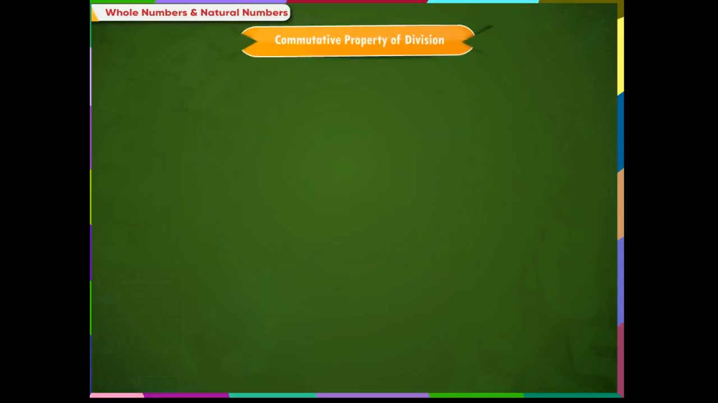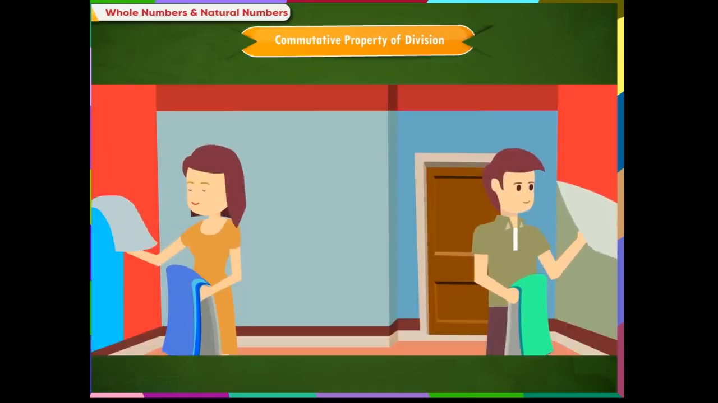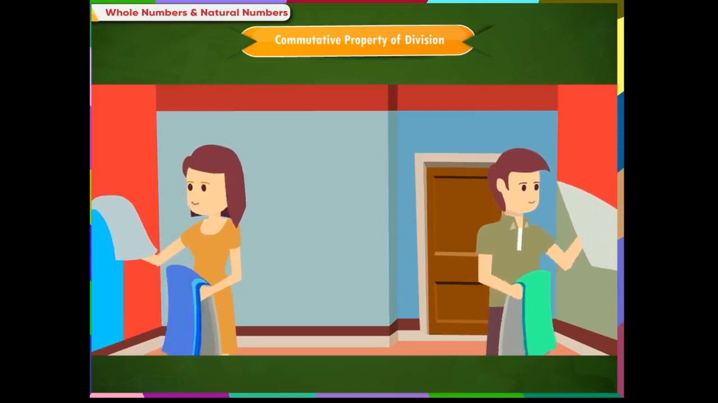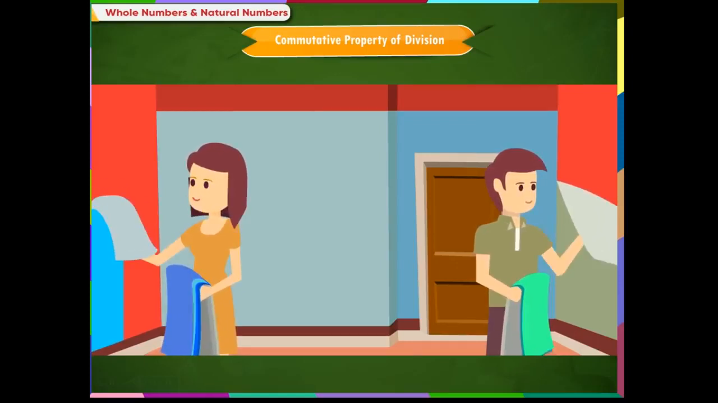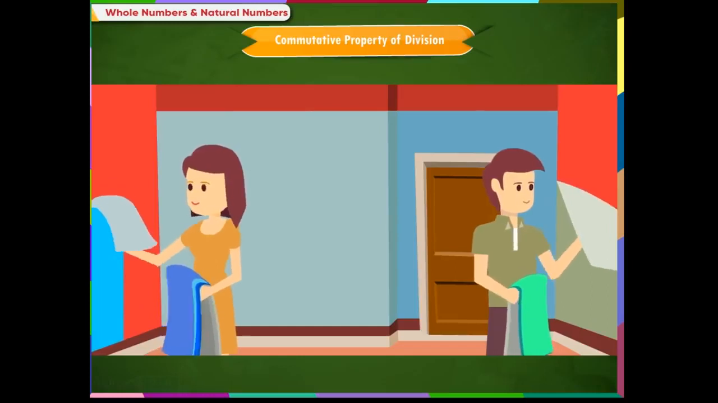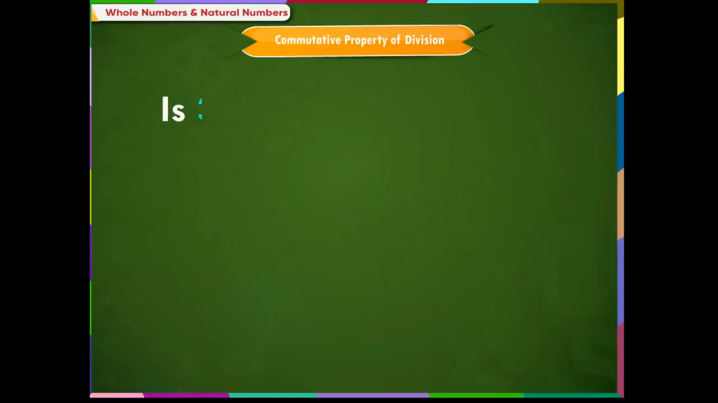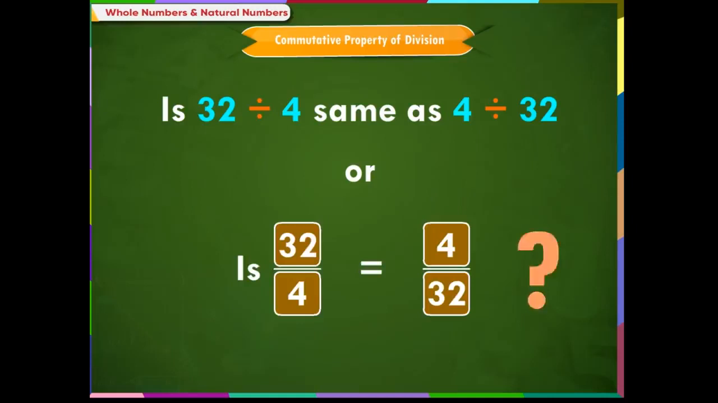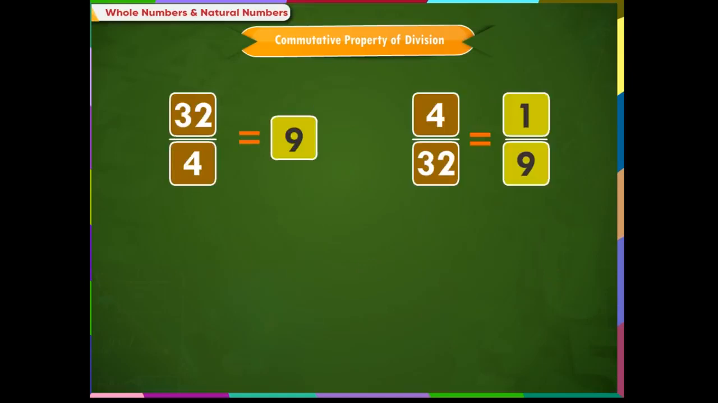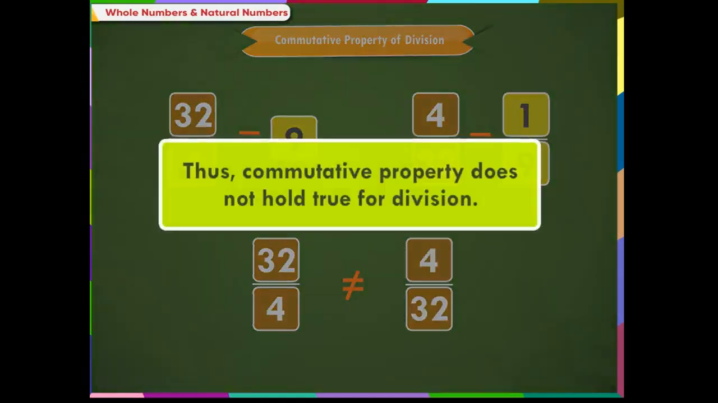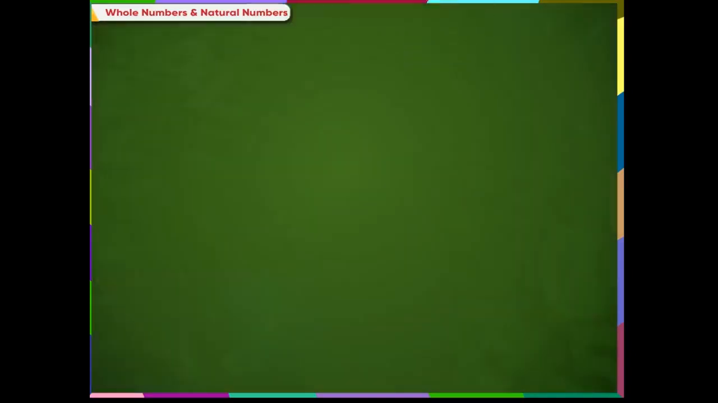Commutative property of division. Now, let us see. Prabha and Manoj want to put 32 wallpapers equally in 4 walls. How many wallpapers should they put in each wall? Will the result of the division remain the same if they change the order of the numbers? As we see, the results differ as the order of the numbers is changed. Therefore, we say that the commutative property does not hold true for division.